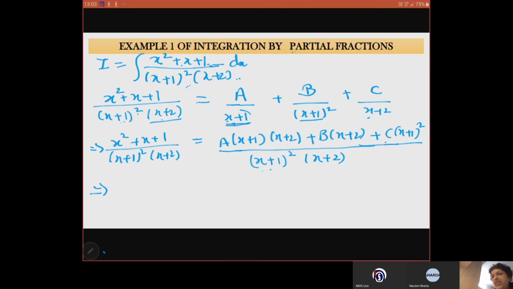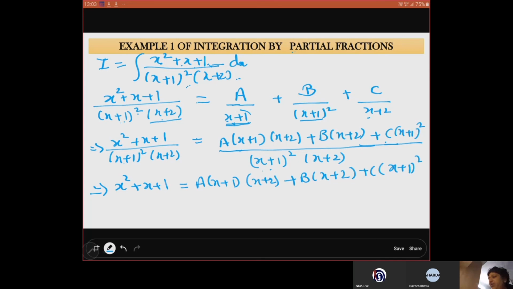Now, we observe the denominators on both sides are equal and the two functions are equal. So definitely the numerators have to be equal. So that means x squared plus x plus 1 is equal to a times x plus 1 into x plus 2, plus b times x plus 2, plus c times x plus 1 whole square. Now we don't know what a, b and c are. We need to find the values of a, b and c.